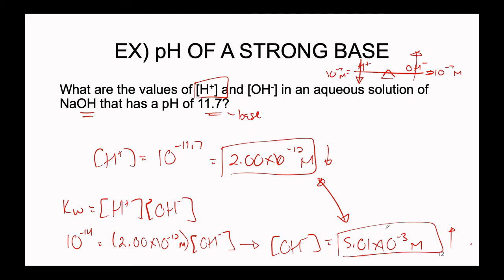All right, the other way that we can solve for the concentration of OH minus specifically is, since we have a pH, we can find a pOH, which is equal to 14 minus our pH, and our pOH is going to be equal to 2.3.